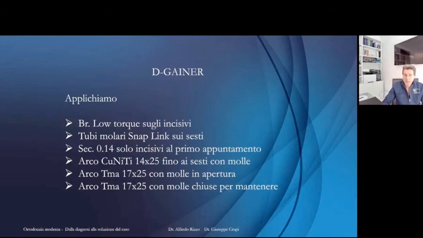Then we use snap-link molar tubes on the first molars, preferably snap-link, because they have enough negative torque. We use sectioned copper nitai 14 arch wires only for the incisors at the beginning. Then we switch to copper nitai 14/25 arch wire up to the first molars with open springs in order to solve sagittal issues of the dental arches.